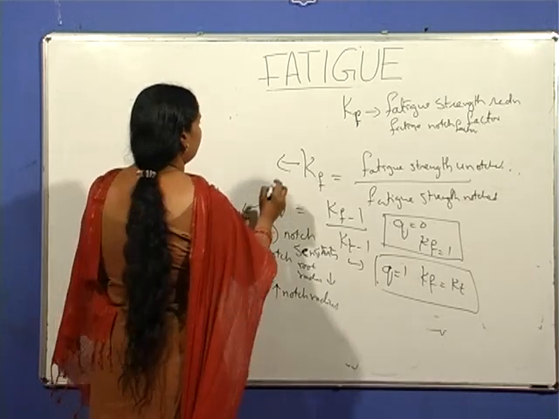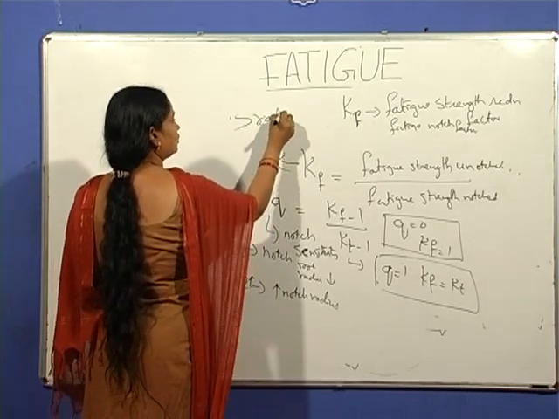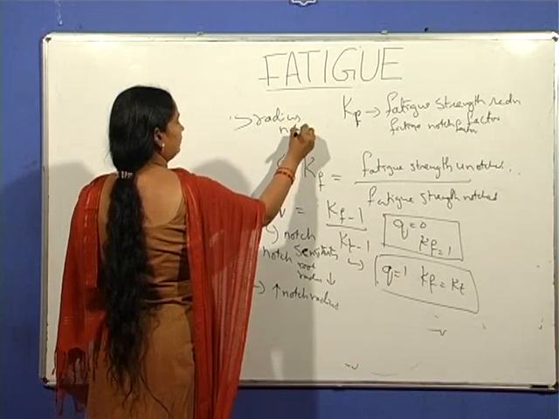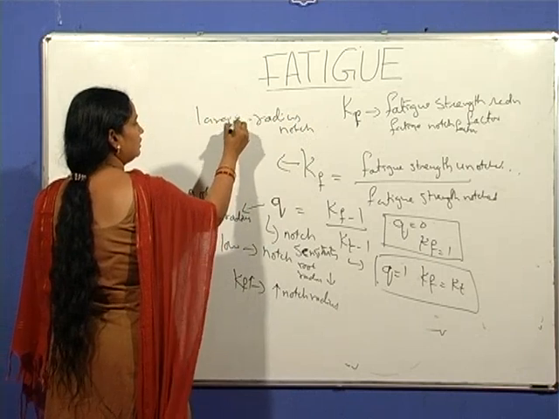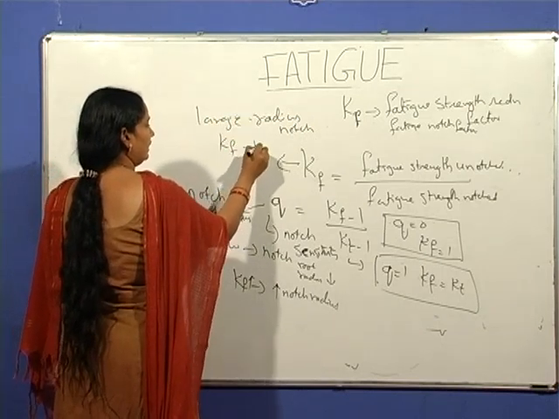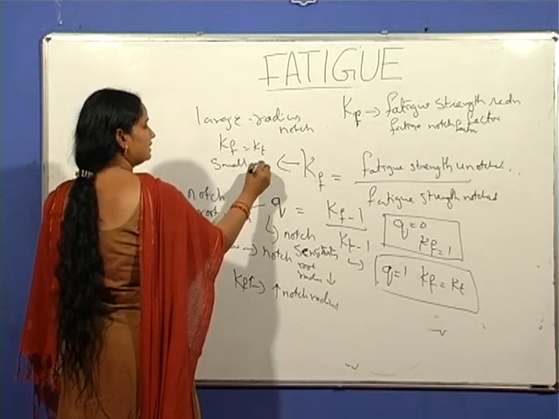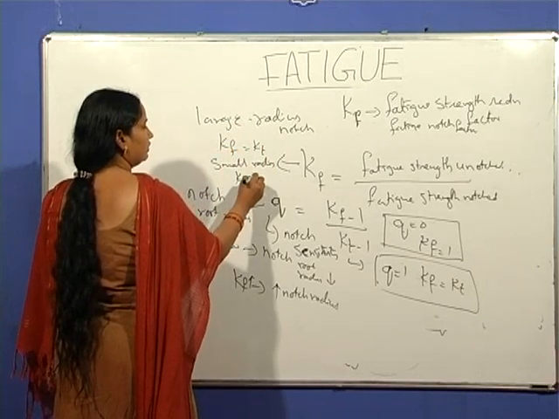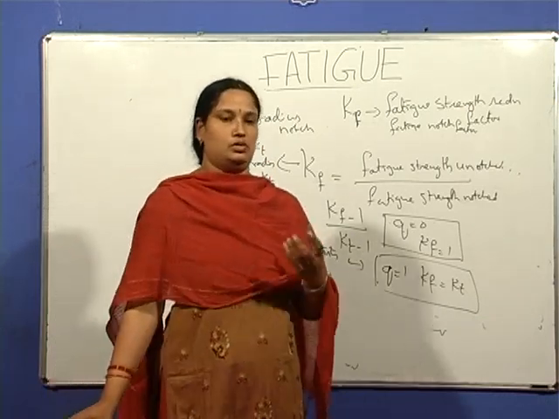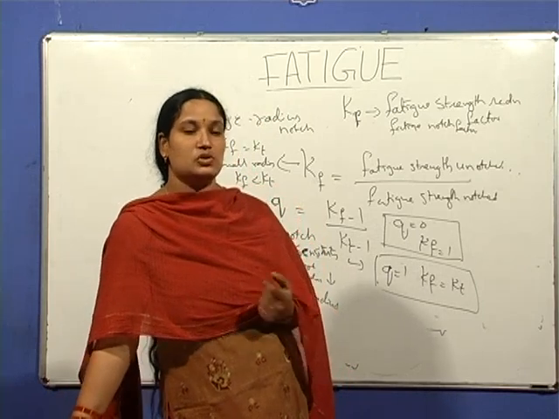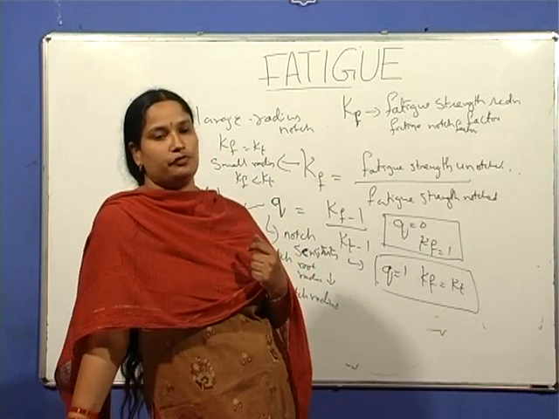For notches with greater radius, for a large radius notch, Kf is equal to Kt, but for the case of a small radius notch, Kf is less than Kt. Thereby, Q is low for a low radius notch. So, this is the effect of stress concentrators in the case of fatigue.